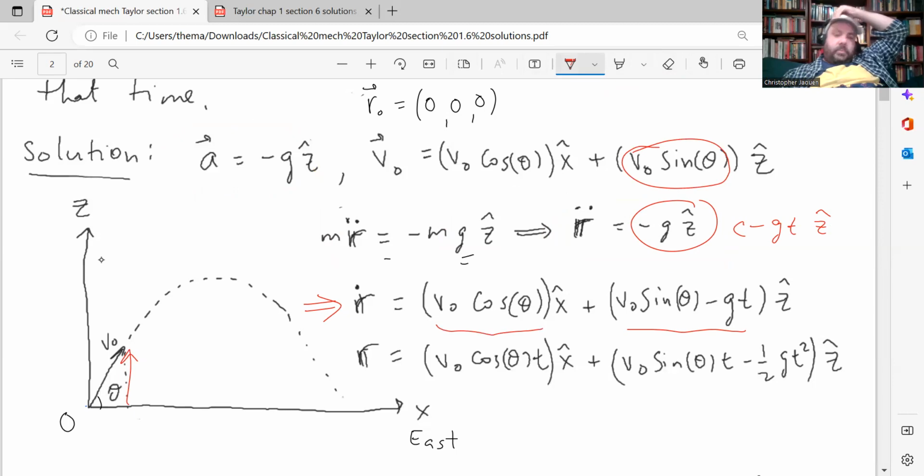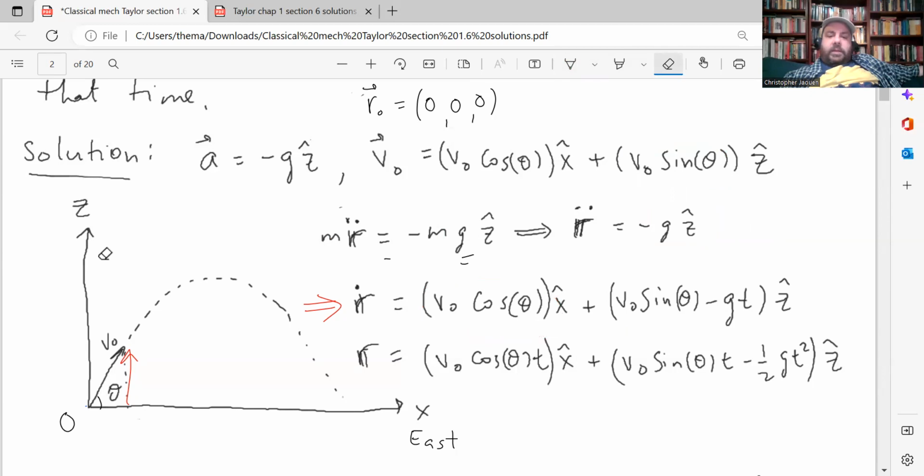And notice that there's no acceleration in the x direction. So the initial velocity is v0 cosine theta, right? If you integrate 0, that shows that the velocity in the x direction is constant, and the constant is the initial velocity, so v0 cosine theta.